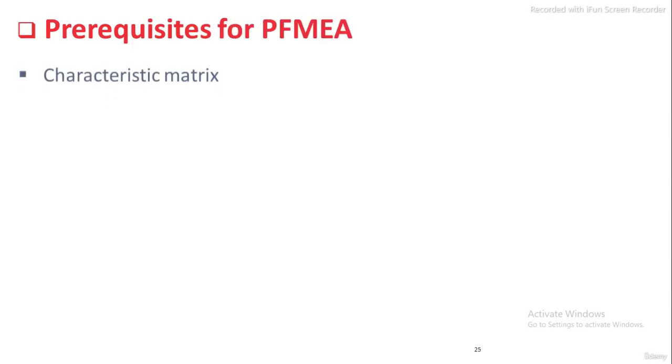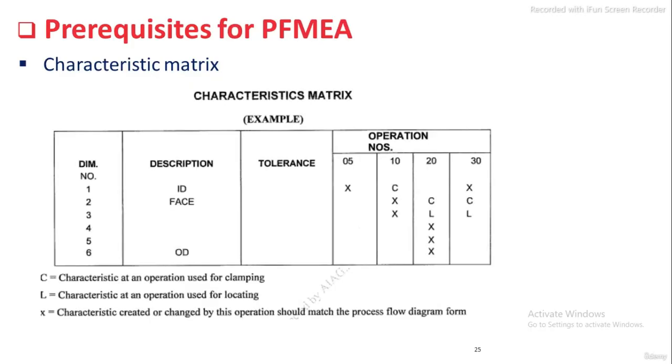So the next one is the characteristics matrix. Usually this is mainly applicable to the manufacturing industry. This matrix describes an overview of each customer requirement, that is, a product characteristic, and at which stage of the process it is manufactured.